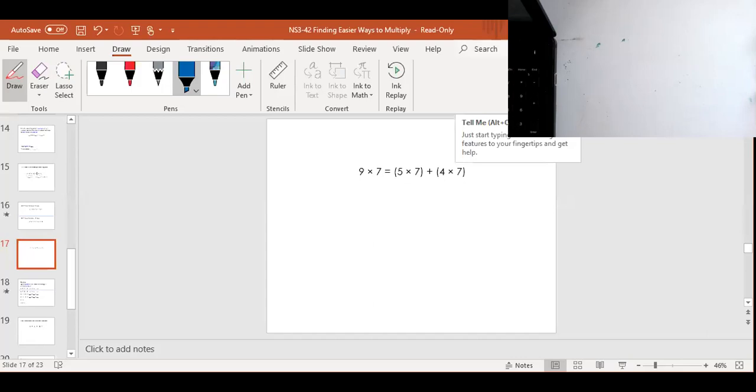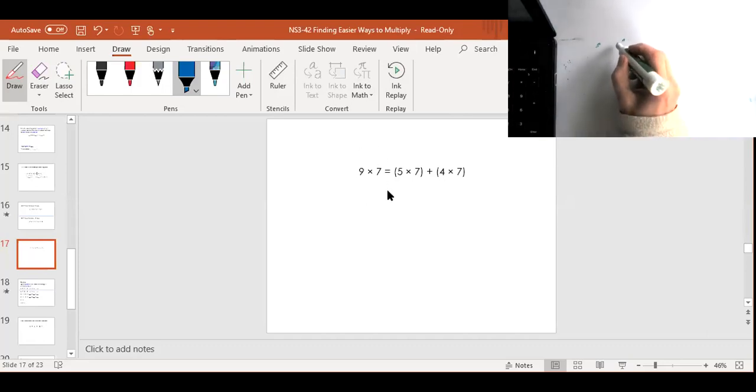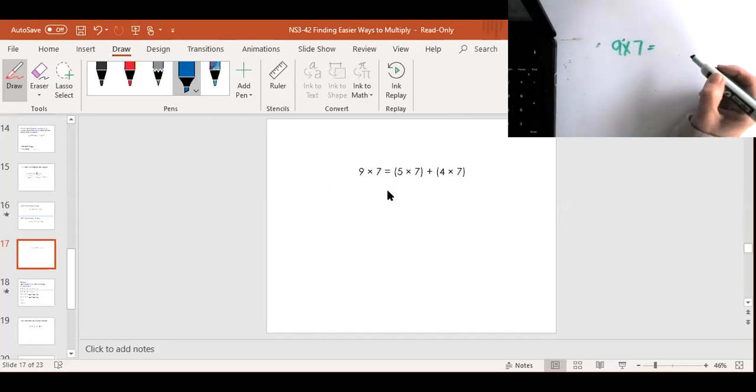Okay, so this is the final part of the page, page 184, number 5. It's questions like this. They're giving you a multiplication question, in this case 9 times 7, or 9 groups of 7. In the book they're just showing the addition, but here it's the same as 5 groups of 7 plus 4 groups of 7.